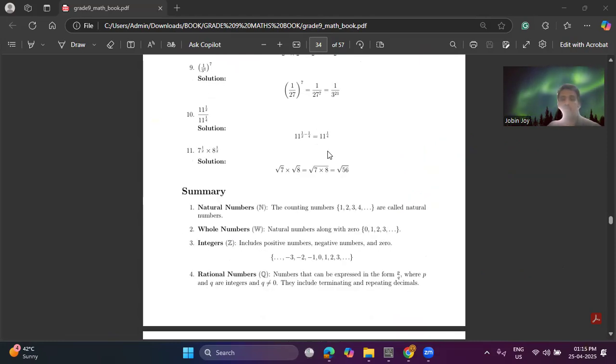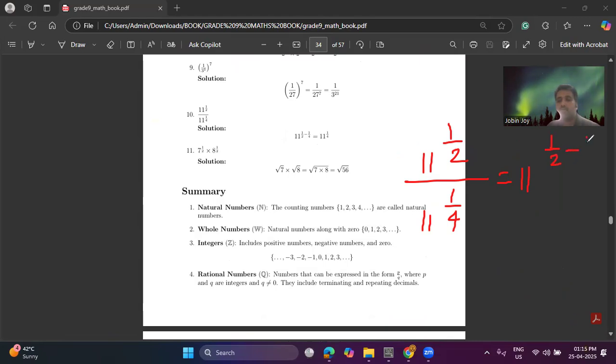Then 11 raised to 1 by 2 divided by 11 raised to 1 by 4. That means 11 raised to m minus n, that means 1 by 2 minus 1 by 4. So taking the LCM 4, 4 by 2, 2 into 1 is 2, minus 4 by 4, 1 into 1, 1. So 2 minus 1 is 1. So 11 raised to 1 by 4. So the answer is 11 raised to 1 by 4.